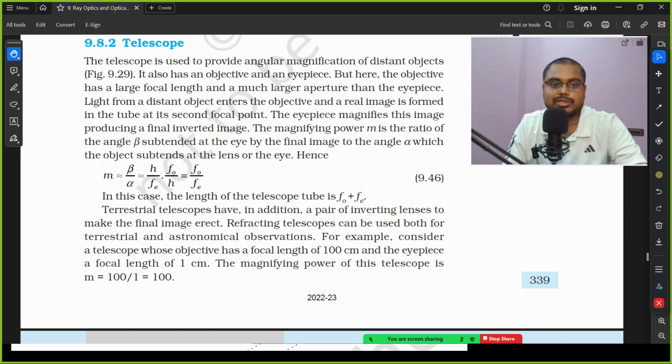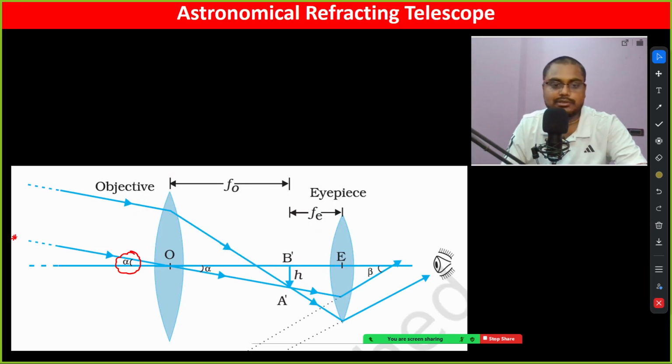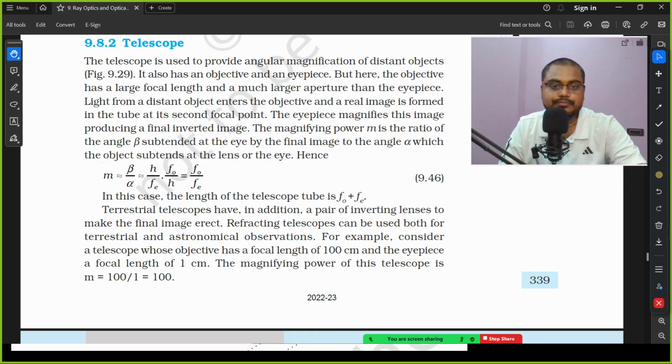Okay, so let us go ahead. It also has an objective and an eyepiece. So this is the objective and this is the eyepiece. Both are convex lenses. But here the objective has a large focal length and a much larger aperture than the eyepiece.